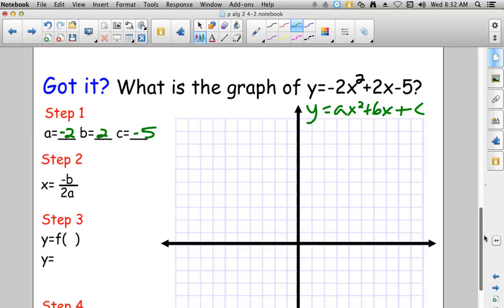Okay, sounds good. Now we need to do the negative b over 2a. So go ahead and do that. Find negative b over 2a for me. And I'll call on somebody to help us out here. DJ, what did you get for the x there? X equals?